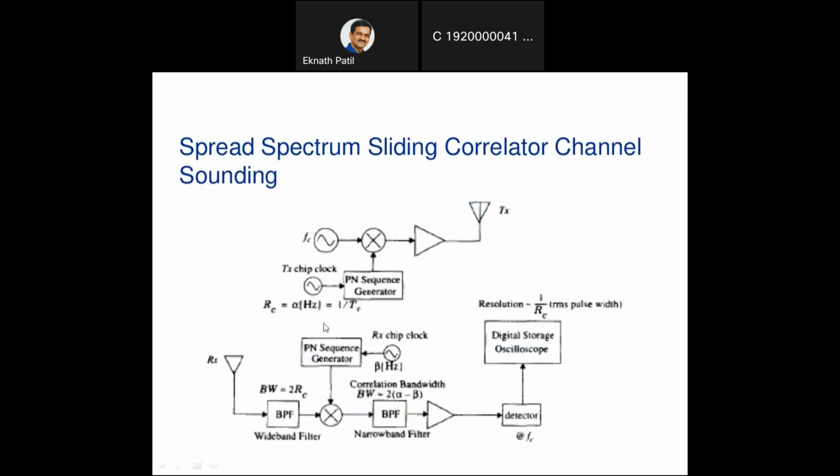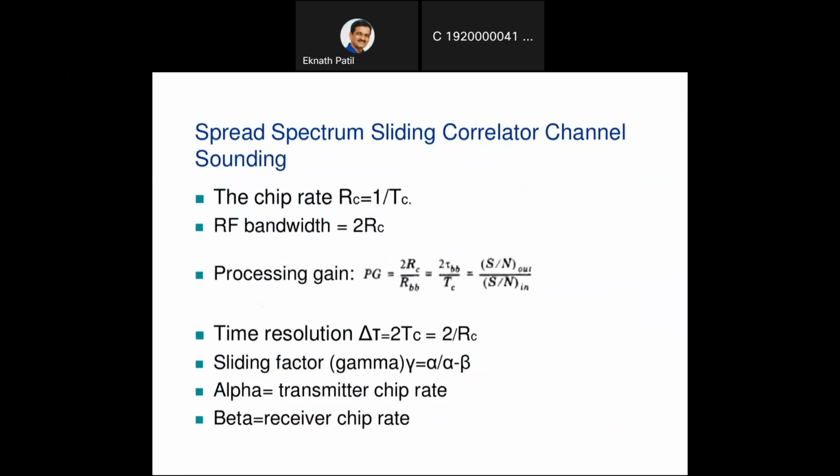These particular things they have given, and we have discussed this: the signal is there, then here they are going to add the pseudo random noise with the signal, and both are transmitted. At the receiver side, whatever the bandwidth is there, 2 RC, the filter they are going to use is a wide band filter, and the pseudo noise generator is there that is added, and that particular noise is recovered in this. The correlation bandwidth is given as 2 into alpha minus beta, that is the narrow band filter used here, and then the detector, and then the digital storage oscilloscope for showing whatever the information.